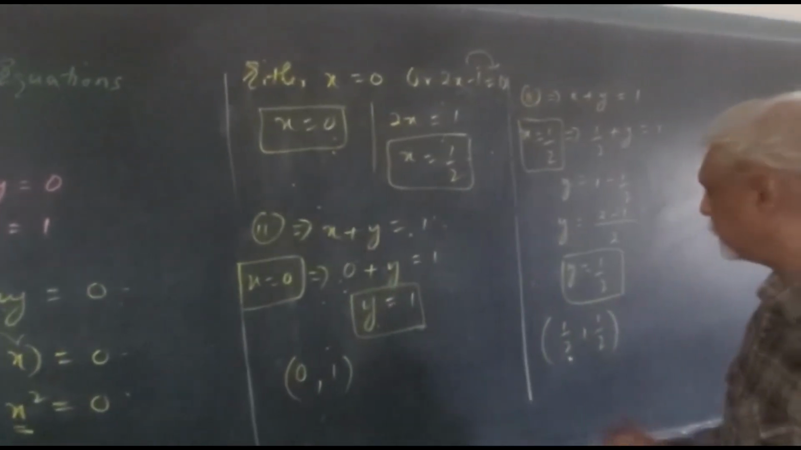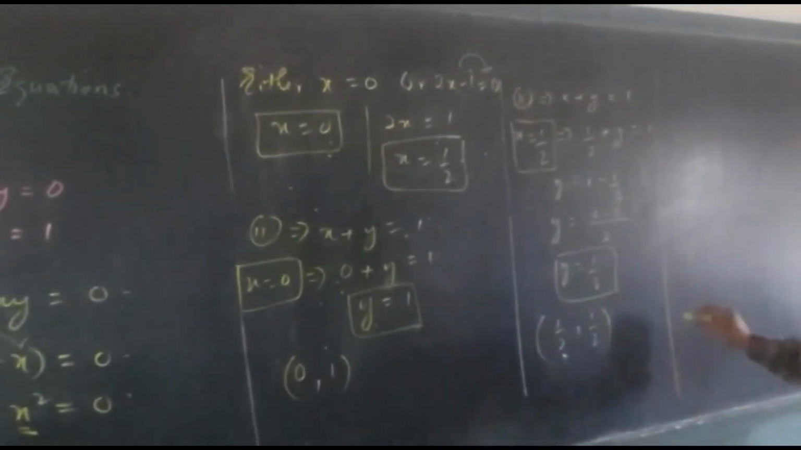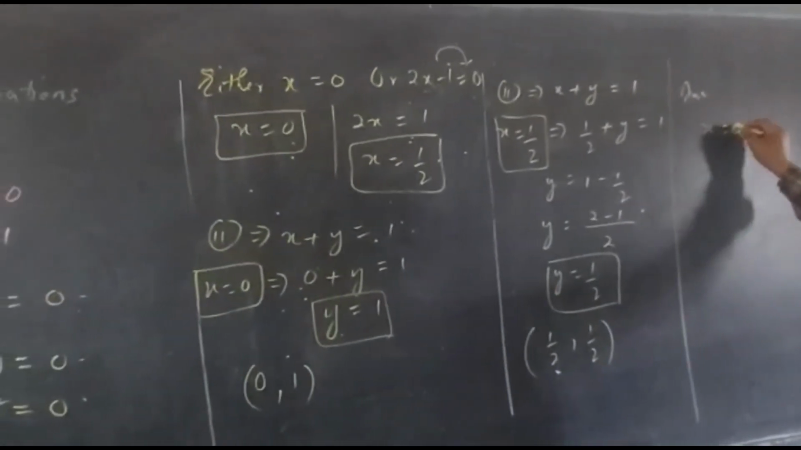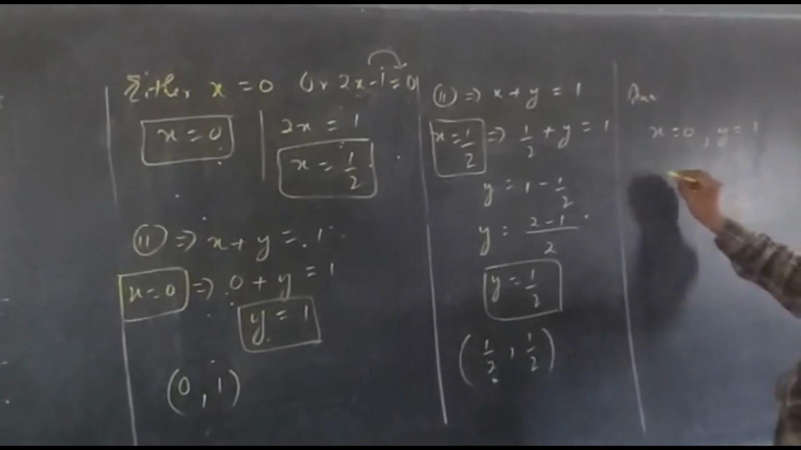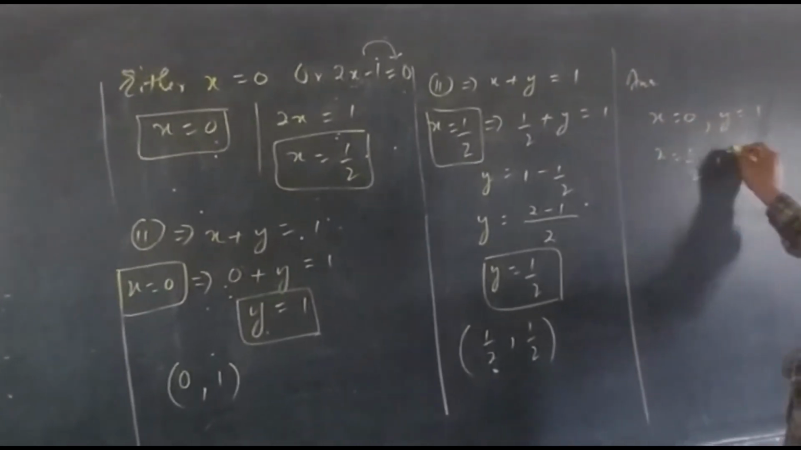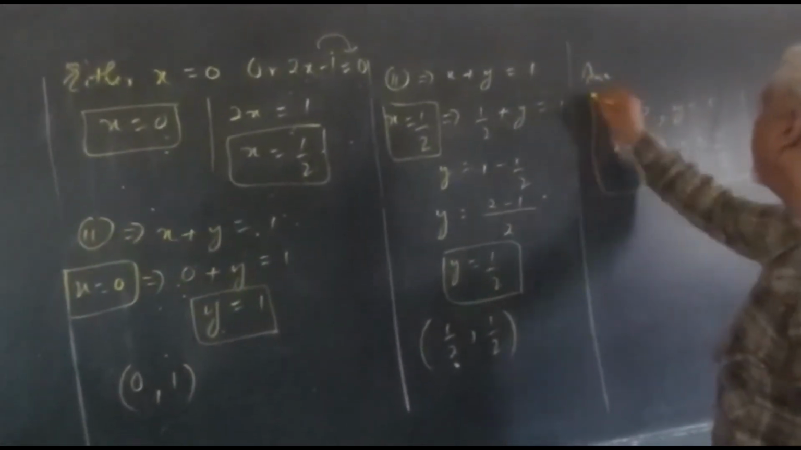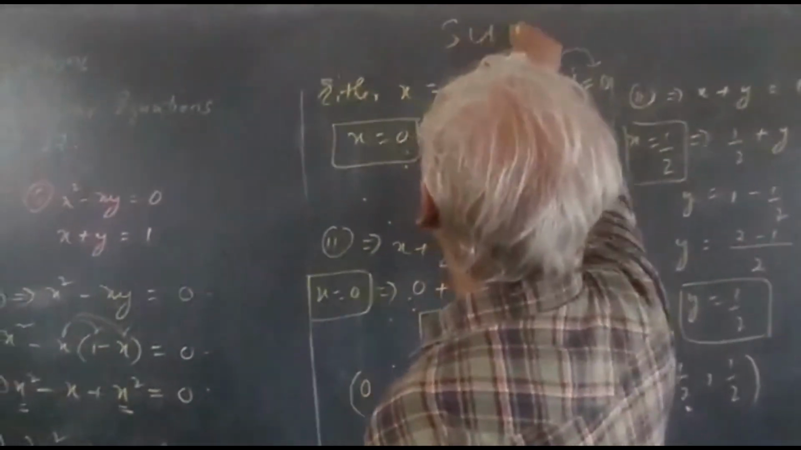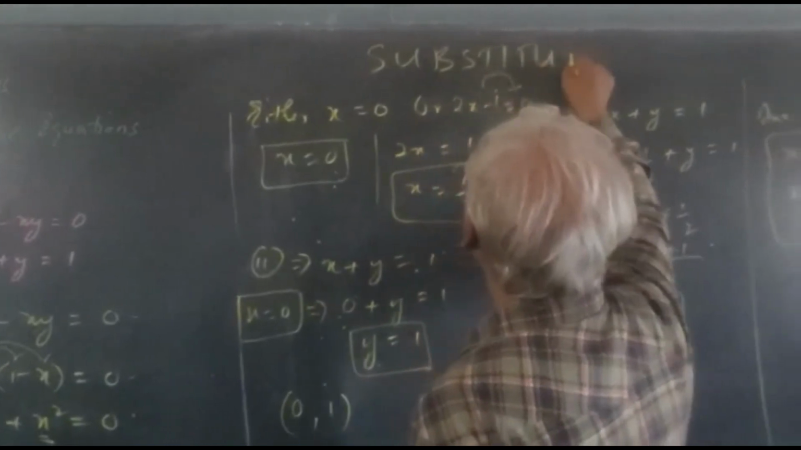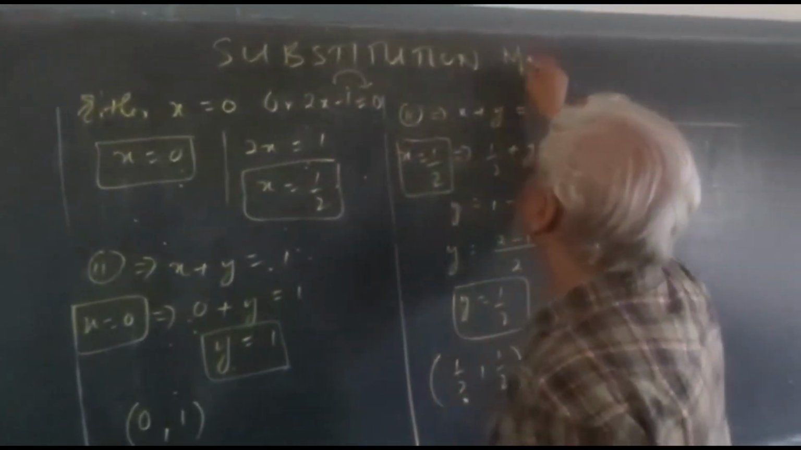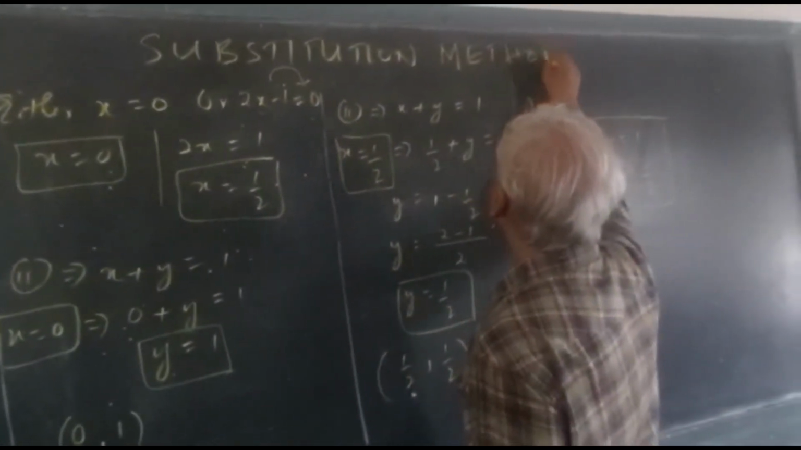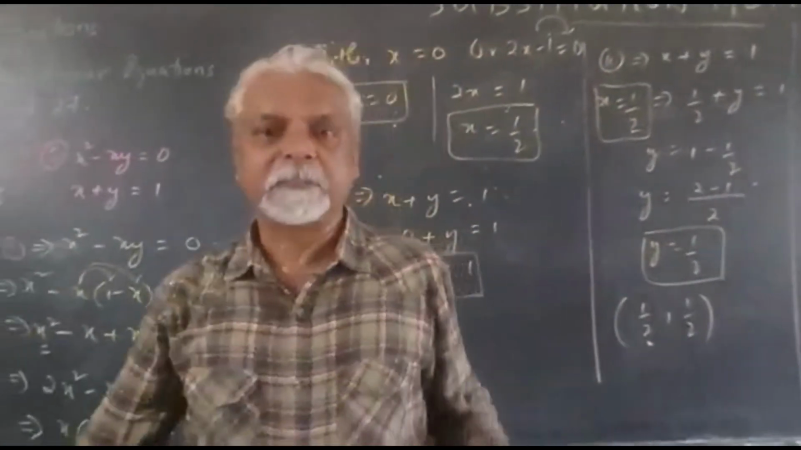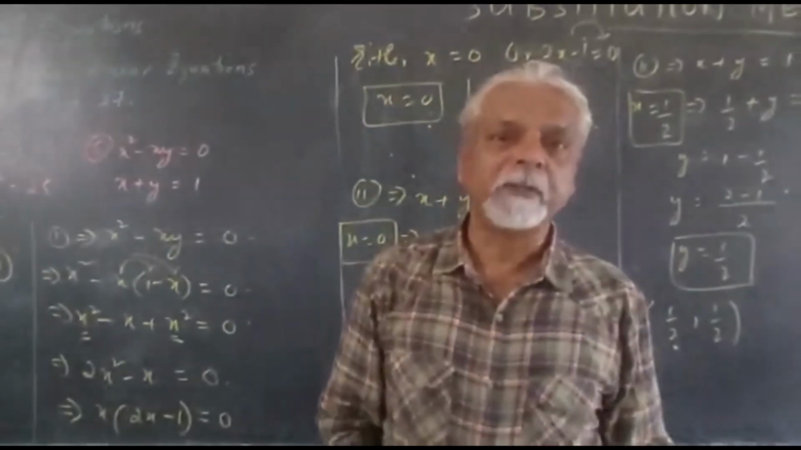There you go. So our final answer would be x equals 0, y equals 1 and x equals half, y equals half. I hope it is clear to you all. Remember, this method is the substitution method. Now, we are done with the substitution method, and the next lesson, lesson number 2, will be on the elimination method.